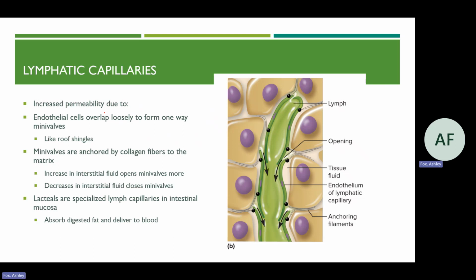So, why do we have increased permeability, meaning we allow more in? So, first, the endothelial cells, so that inner lining, the same lining that we talked about with blood capillaries, the simple squamous kind of thin lining that we have, well, they actually in the lymphatic capillaries overlap.